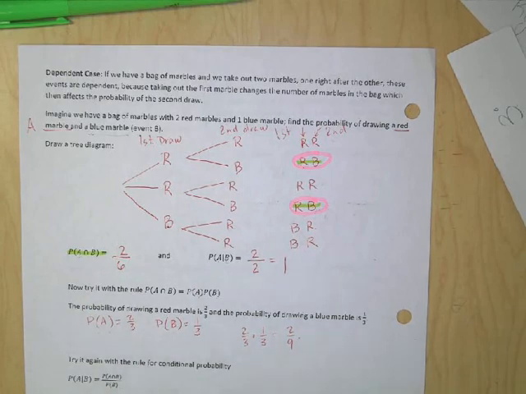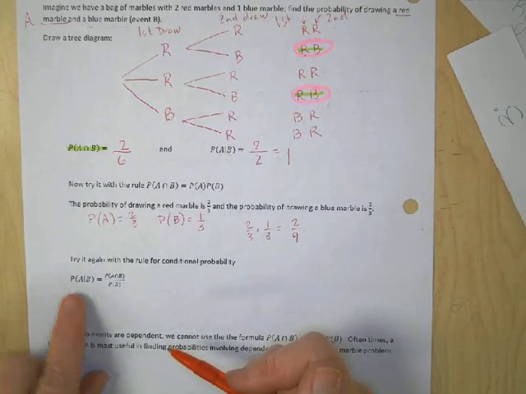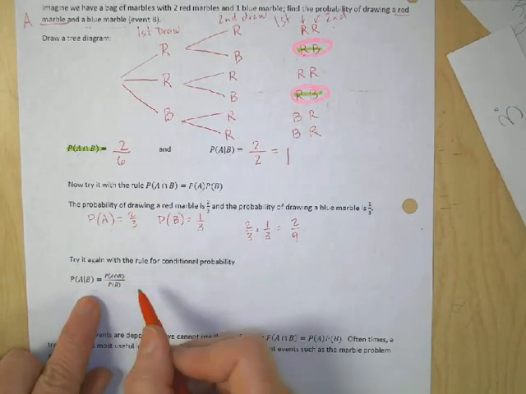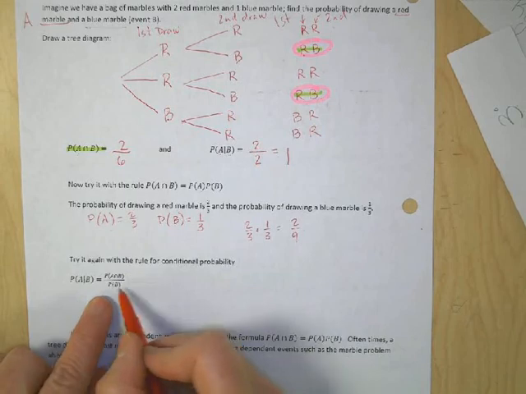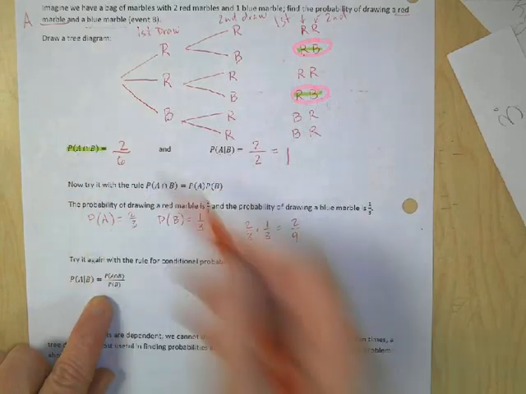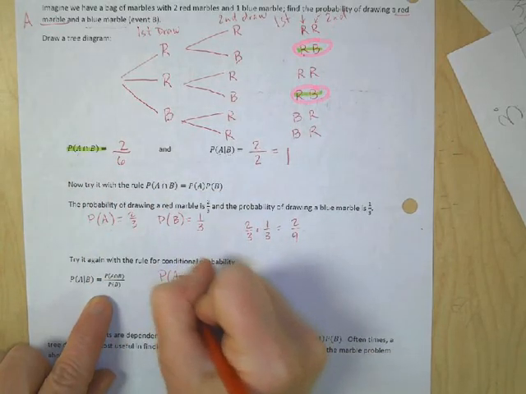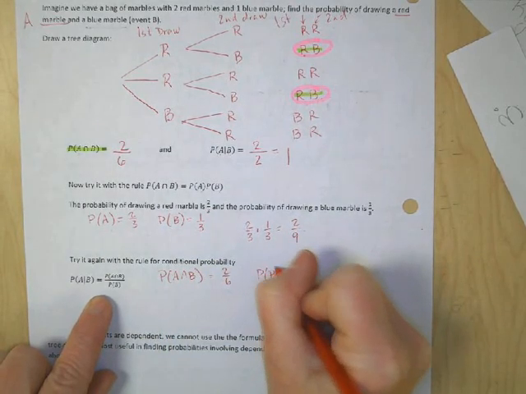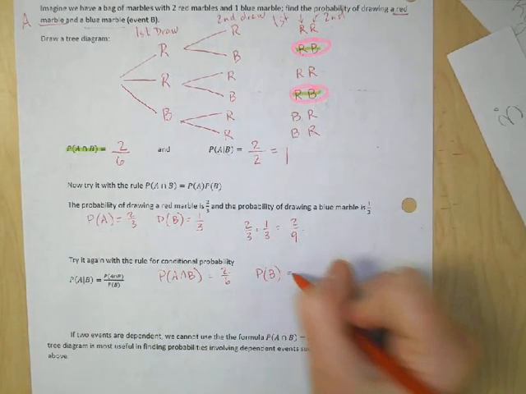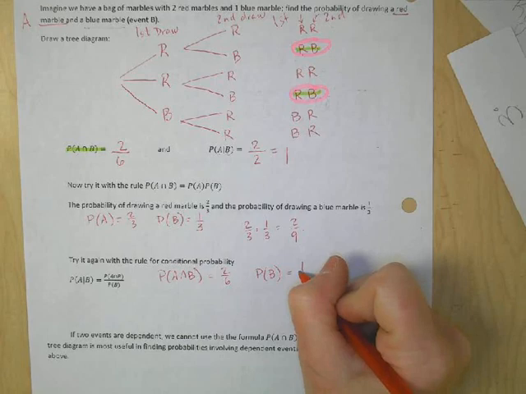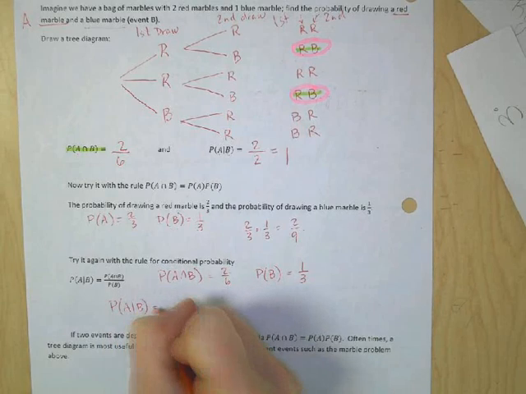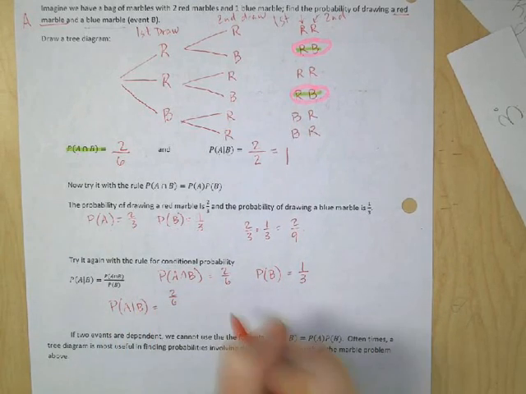Okay, let's see what happens if we try it with the rule for conditional probability. So the probability of A given B is equal to the probability of the intersection of A and B divided by the probability of B. Okay, so we said the probability of A intersecting with B is equal to 2 out of 6. And the probability of just B happening all by itself, the probability of drawing a blue marble, is going to be 1 out of 3. So the probability of A given B should be equal to 2/6 divided by 1/3.